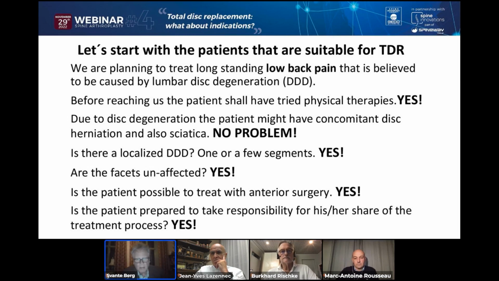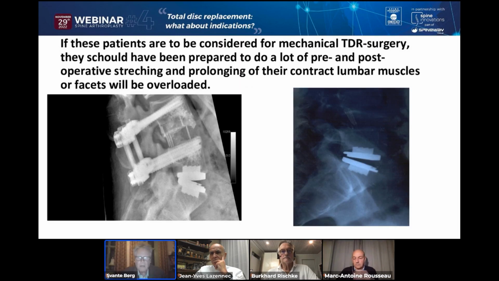And the question that I come back to is: is the patient prepared to take responsibility for his or her share of the treatment process? I actually tell my patients that they are going to be my slave for a year. And if they accept that, they're going to do what I tell them. And that is important. That is part of the patient selection. These are examples of two patients that have developed hyperlordosis with facet joint arthritis after total disc replacement. If they had been treated preoperatively with extensive stretching and lengthening of lumbar muscles and strengthening of abdominal muscles, they should have had a good chance to avoid this problem with the facet joints, which doesn't come until a couple of years down the line. So it's very important to have the patients working together with you.